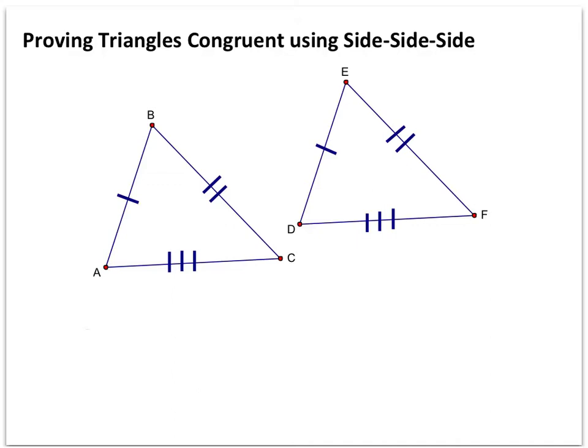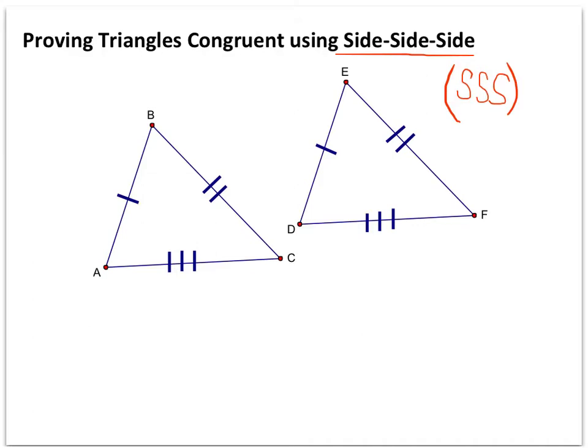So the first thing we're going to look at is proving triangle congruency using the side, side, side property. And we usually denote this as SSS, just as a shorthand writing of the side, side, side congruence postulate. And all this says is if you have 3 sides that are congruent to 3 other sides on a triangle, then you can say this triangle is a congruent triangle.